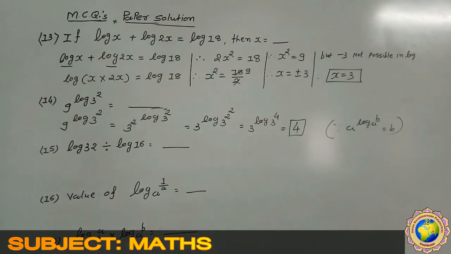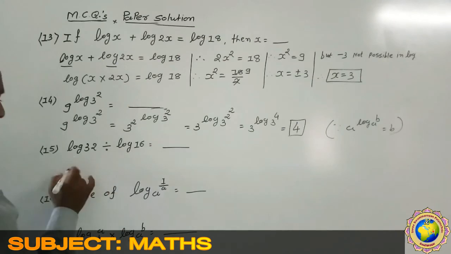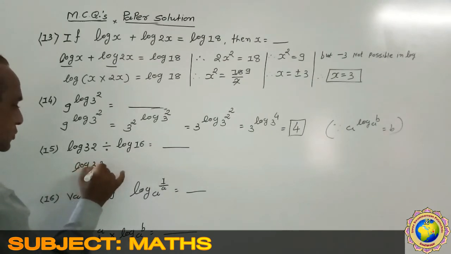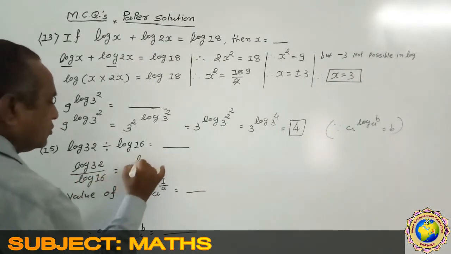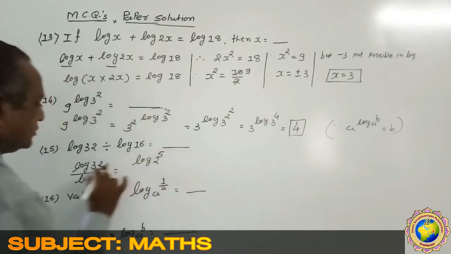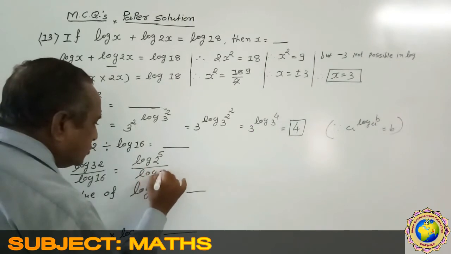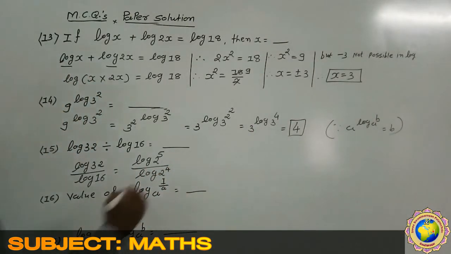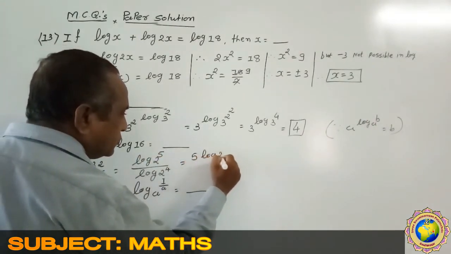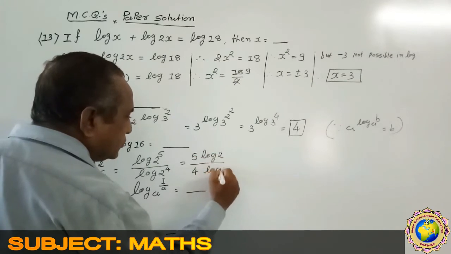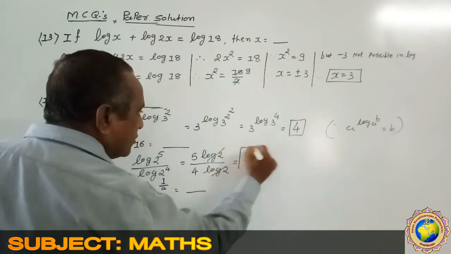Now again MCQ, log 32 by log 16, log divide log. So here log 32 by log 16. So 32 is equal to log 2 raised to 5. 32 factor is 2 raised to 5. 16 factor log 2 raised to 4. So power comes out multiplied, 5 log 2 by 4 log 2. Log 2 cancel. That is 5 by 4. Your answer.